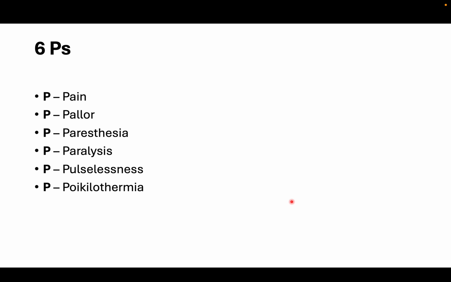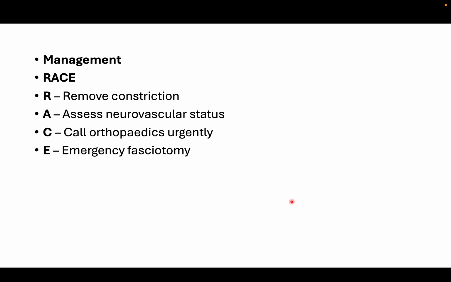6 P's are important: pain, pallor, paresthesia. Pain on passive stretch, pallor, paresthesia, paralysis. These are late symptoms. Pulselessness is also late, poikilothermia in the end. Management, you do the RACE: remove the constriction, assess the neurovascular status, call for orthopedic help urgently, and emergency fasciotomy.